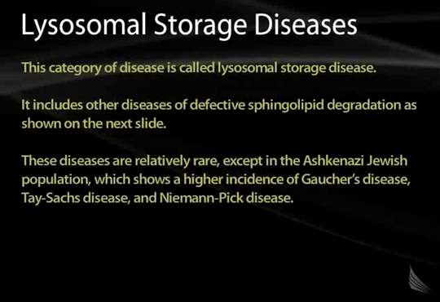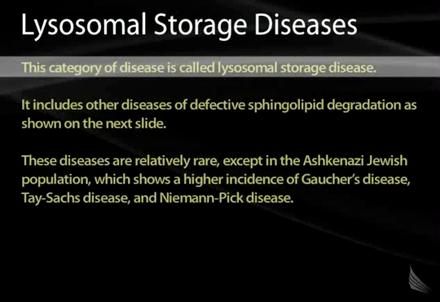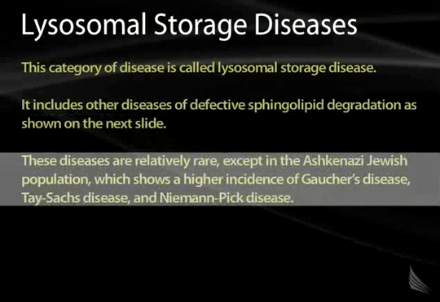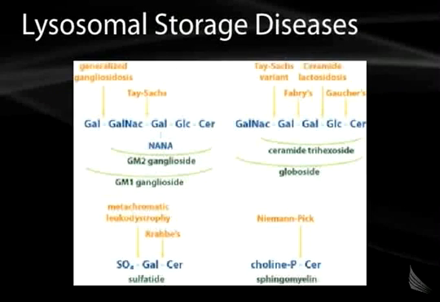Now, Tay-Sachs disease is a prototypic example of the category of disease that we call lysosomal storage disease. It includes other diseases of defective sphingolipid degradation, as I'll show you in just a minute. These diseases are relatively rare, except for in the Eastern European Ashkenazi Jewish population, which shows a higher incidence of Gaucher's disease, Tay-Sachs disease, and Niemann-Pick disease. So here are some of the lysosomal storage diseases. These diseases are all defects in specific enzymes which break down the sugars which are attached to sphingolipids. And so in each of these cases, we're unable to break down a certain type of sphingolipid, and so those sphingolipids accumulate in lysosomes and lead to cell death, particularly, again, in neurons, though it occurs in other places as well.